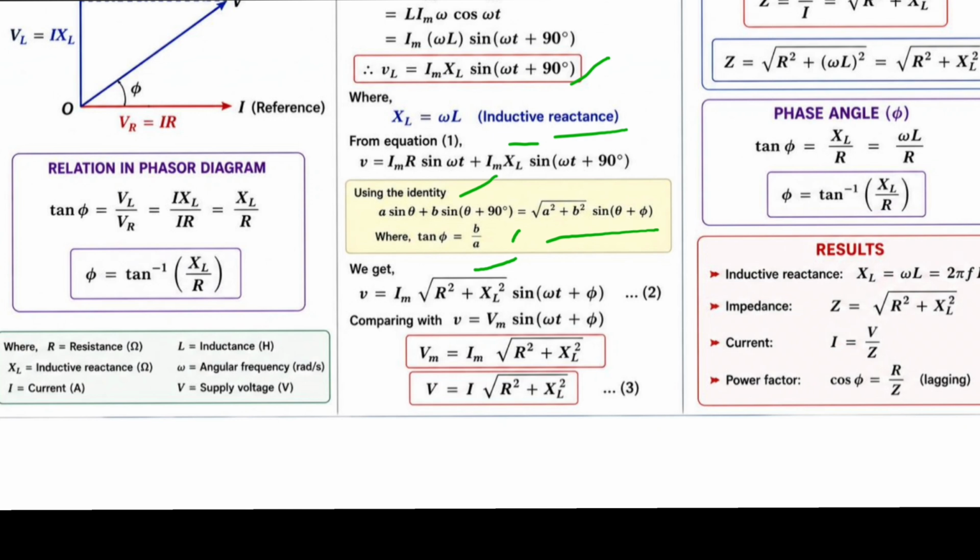The content is the same, we are using the same equation above: V is equal to Im root of R square plus XL square sin omega t plus theta. Comparing this with V is equal to Vm sin omega t, you can write Im is equal to this. If you substitute equation 1, finally you will get V is equal to I times the square root of R square plus XL square.